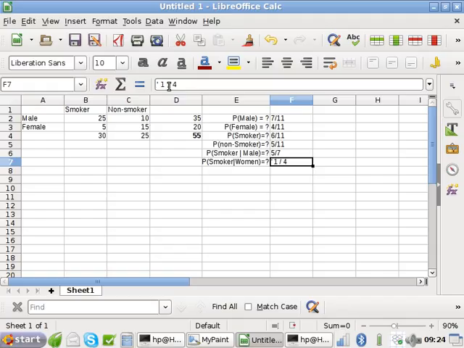Okay, what about this now? I want you to try this one for me. So I want to know the probability that I get a man if I'm picking from the smokers. So what's the probability that they'll be male if I'm only choosing from those who smoke in my group? What do we think it'll be? 25 over 30. There are 25 men in the group of 30 smokers, which is 5 over 6.